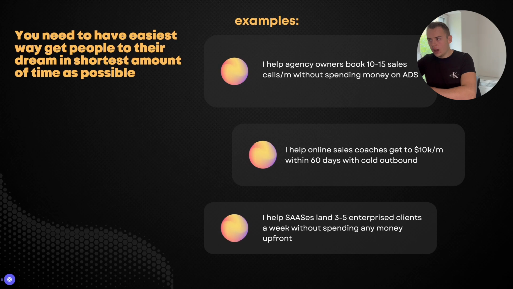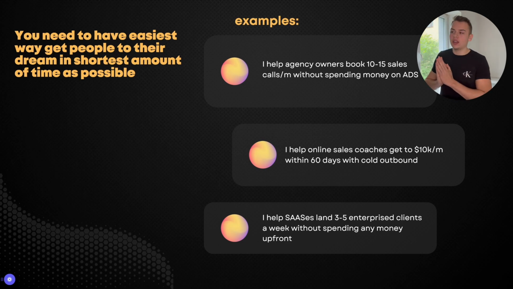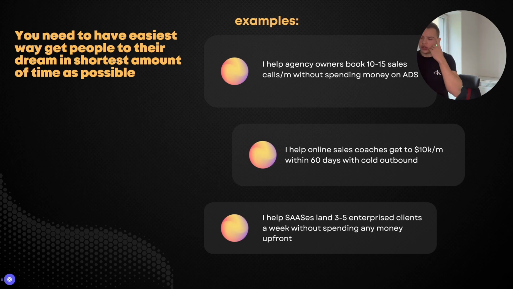Another one: I help online sales coaches, this is a very specific niche, okay, get to 10k per month within 60 days with cold outbound. This is an even better offer, okay? You are helping a more targeted niche get to a really specific outcome, 10k per month within 60 days. There is a time period, okay? So it's easily tangible.